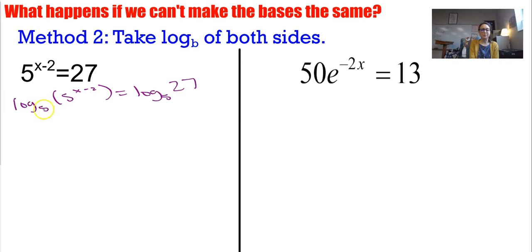Now, why did I do that? Well, remember, exponentials and logs are inverses when their bases are the same.